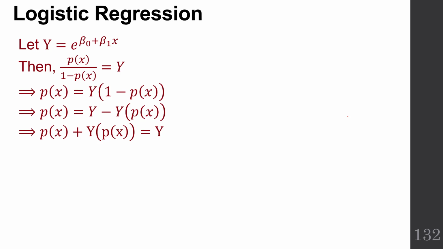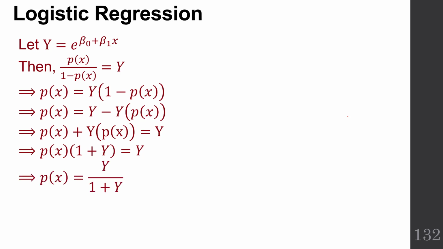And then I'm going to take the terms with the p of x, all of them, over to the left. So I add y times p of x to both sides, and I have p of x plus y times p of x on the left and y on the right. And I want to get p by itself, so I'm going to factor it out of the left side. So I get p of x times the quantity 1 plus y equals y still on the right side. And then I'm just going to divide both sides by 1 plus y. So once you know the odds, you can change it back into the probabilities and vice versa.